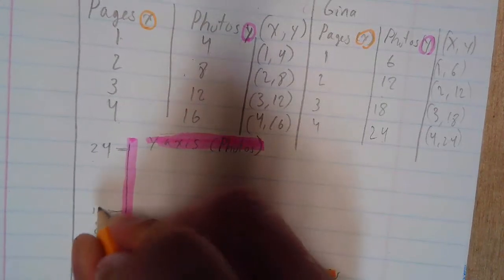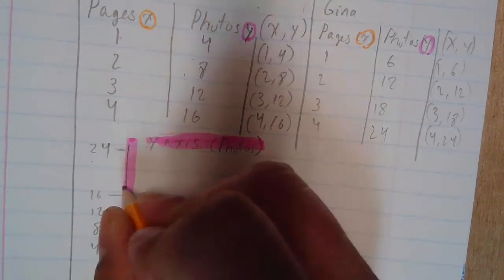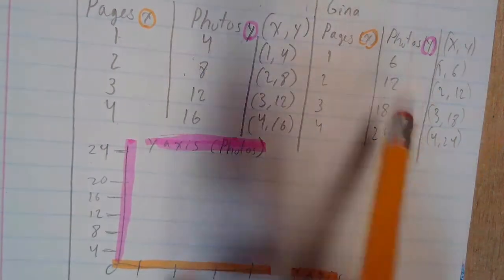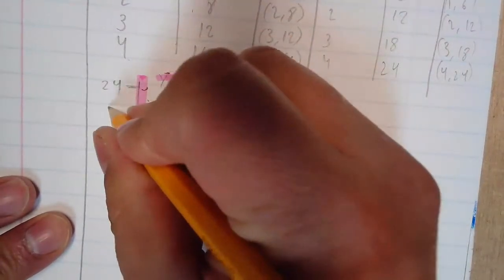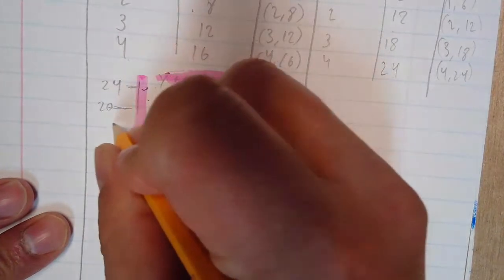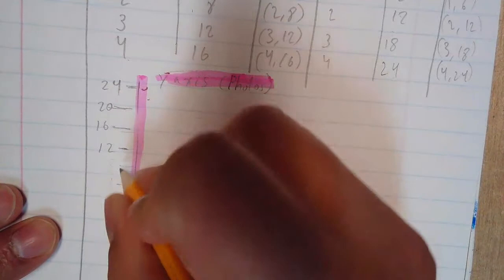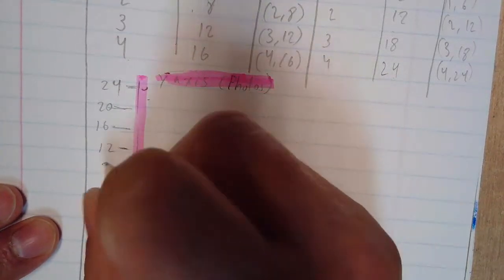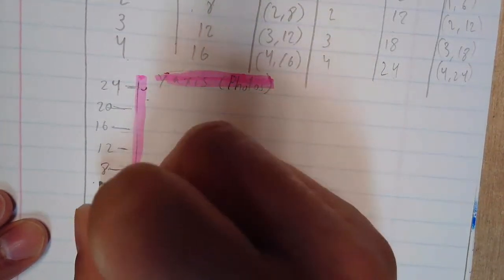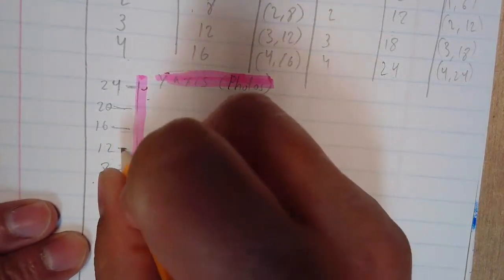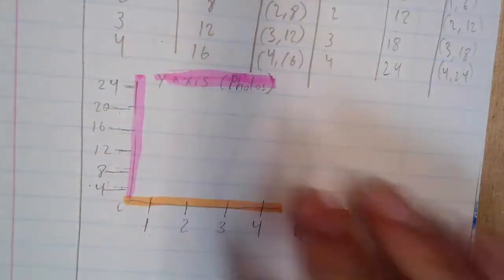4, 8, 12, 16, 20. Okay, it works. I just had to space it out a little better. That works. So maybe 20 here, and then 16 here, and then 12 here, and then 8 there. This might look a little cheapy, but you know what? It's fine. It's not going to be perfect. It doesn't have to be. All right, let's go with what we have.